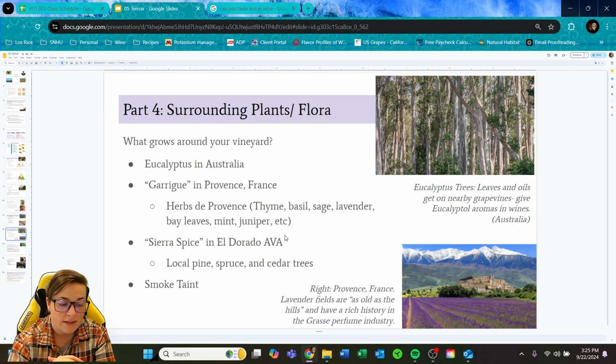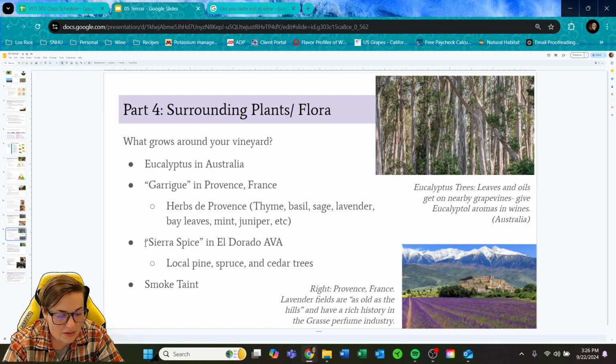Another good example of this is Garrigue in Provence in France. And Garrigue is just an accumulation of all of the dry brush that grows around vineyards in Provence. So we're looking at thyme, basil, sage, lavender, bay leaves, mint, juniper, and more. So this is a combination of plants that grow around the vineyards and then impact the aromatics of the wine from that. And interestingly enough, this is basically the same as the herbs de Provence seasoning that you can buy for cooking. It's a combination of all these wonderful things, and some folks love it. So if you want to go see what that smells like, just go buy some spice.